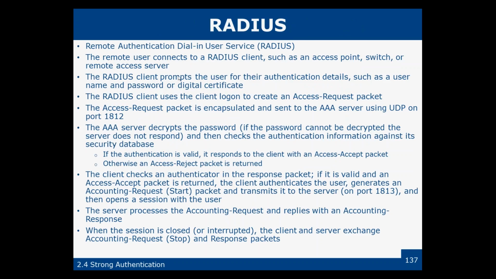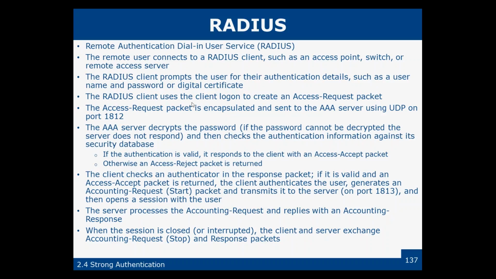So it connects to the client, such as an access point, switch, or remote access server. The RADIUS client prompts the user for their authentication details, such as a username and password or a digital certificate. You can set these things up to use either username and password, or digital certificates.